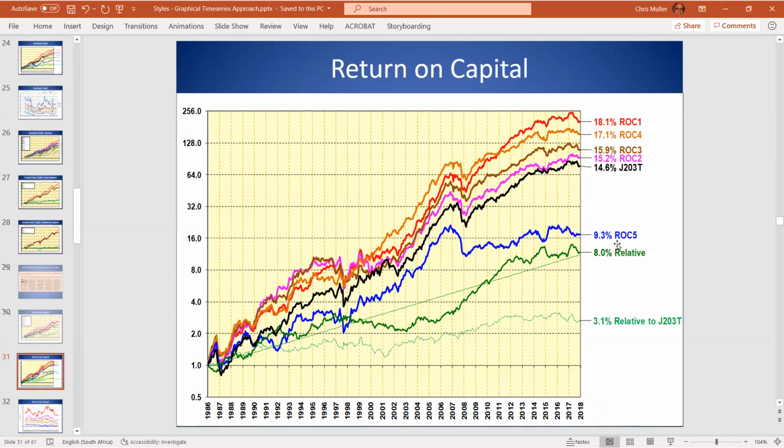So how about return on capital? I think this one's a bit more updated. Yes, it is. Instead of 2011, it's 2018, and it's very much in place. Return on capital 1, 4, and 3 and 2 are similar, but this one is egregiously different. You want to avoid stocks with very low returns on capital.